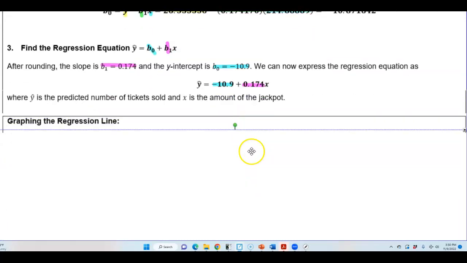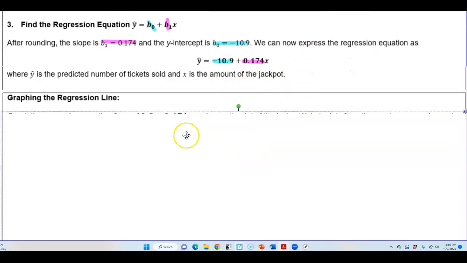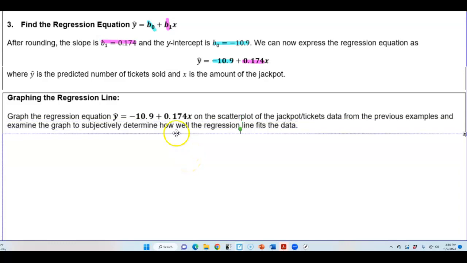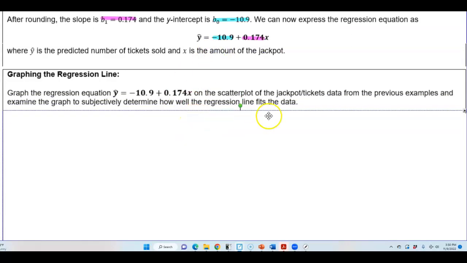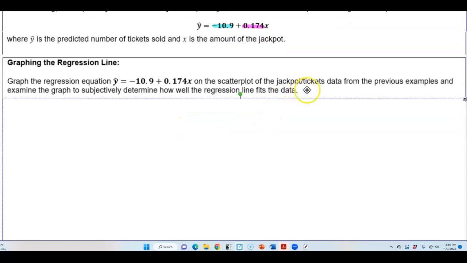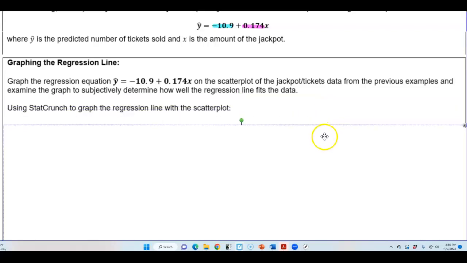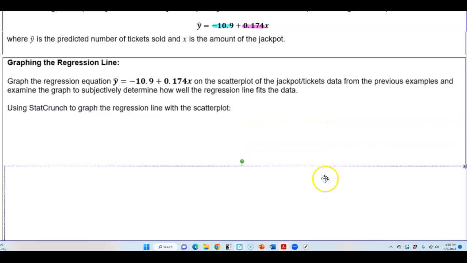Now what we want to do is take this line and graph it with the scatter plot. So we want to graph the regression equation, which is the one we just found, on the scatter plot of the jackpot tickets data from the previous examples, and examine the graph to subjectively determine how well the regression line fits the data. So we're going to use StatCrunch to graph the regression line.